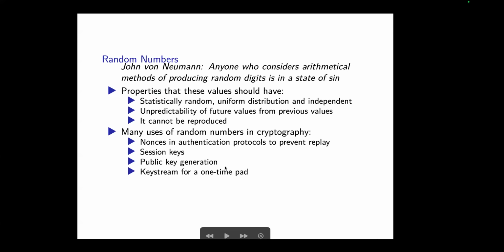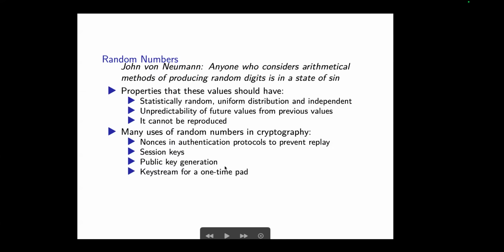He invented a machine which could be implemented to do this calculus. The calculus was more like a mathematical concept. And he is the father of the von Neumann architecture, how our computers work is basically what he designed. So he was a very smart guy. And he said, if you consider arithmetical methods as producing random digits, you're doing it wrong, because it cannot be random. It's never random. It's predictable, right?